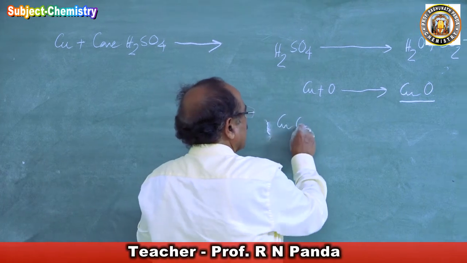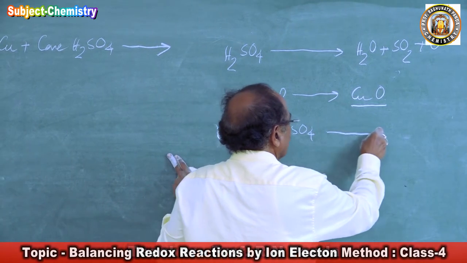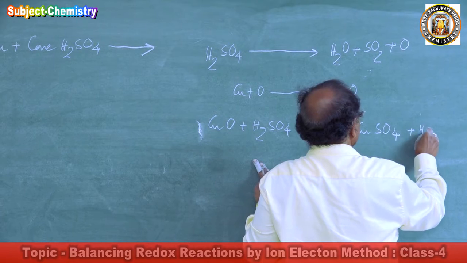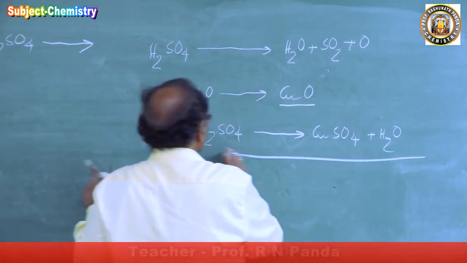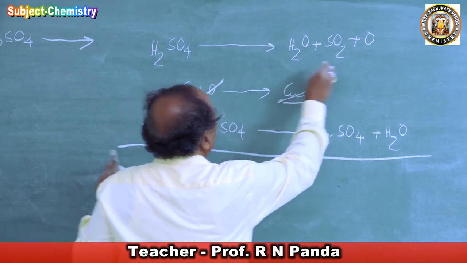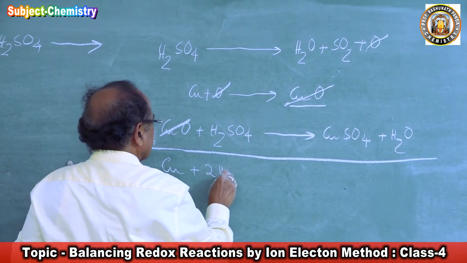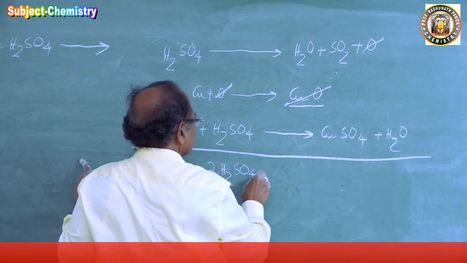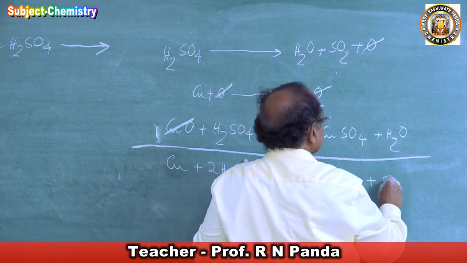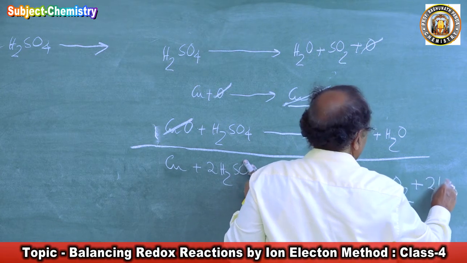So this copper oxide will react with sulfuric acid to form copper sulfate plus water. So this is the reaction of copper with concentrated sulfuric acid. Copper oxide cancels and the oxygen cancels. So we get the equation: copper plus 2 sulfuric acid forms copper sulfate plus sulfur dioxide plus 2 water.